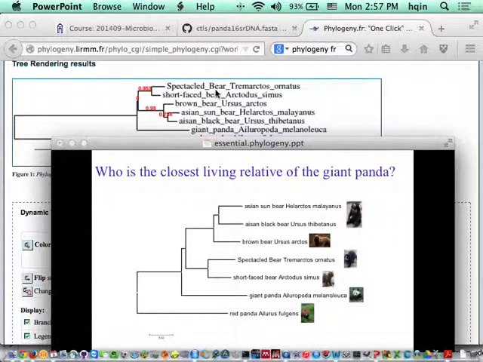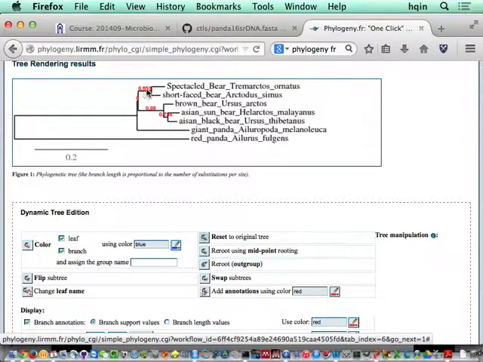Yes, based on this. 0.853 is closer to giant panda. Even though vertically they are put in there, remember I told you the vertical doesn't count, it's just for visualization. In fact, you can even flip the giant panda, put it up top.